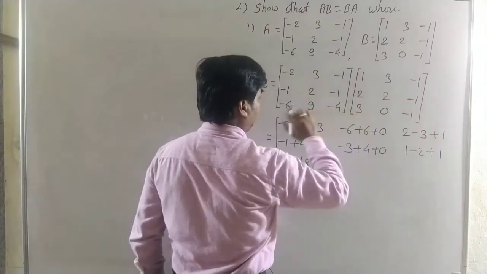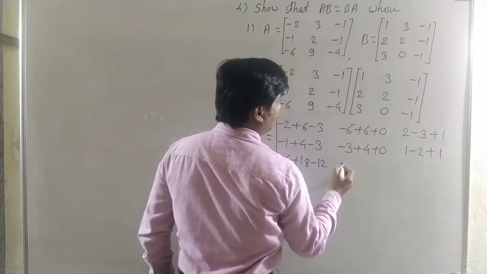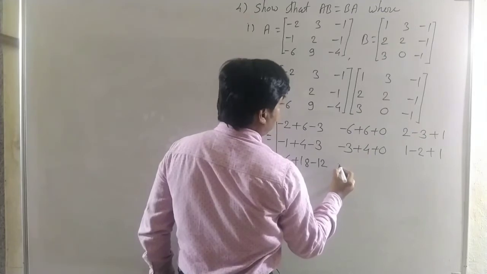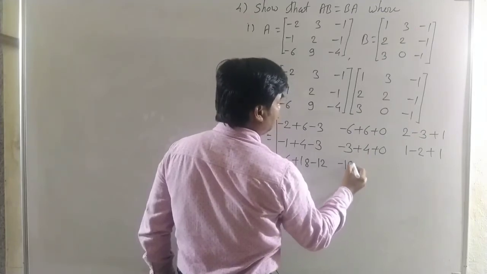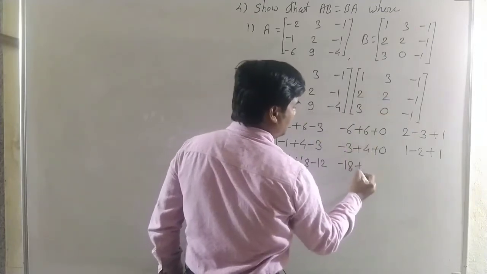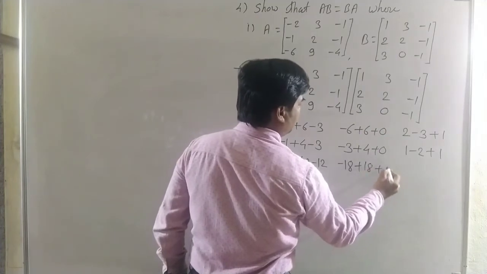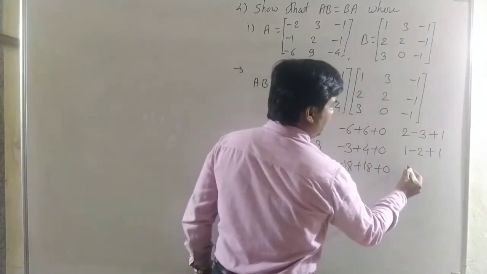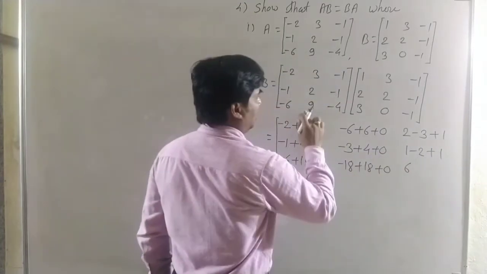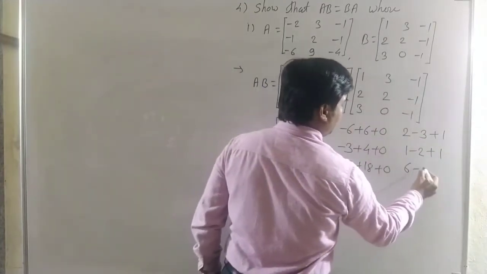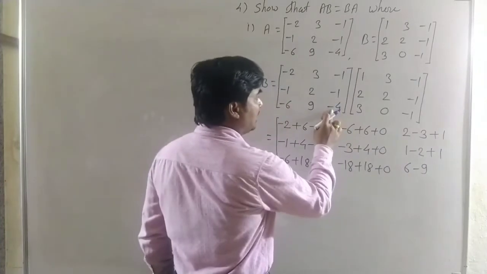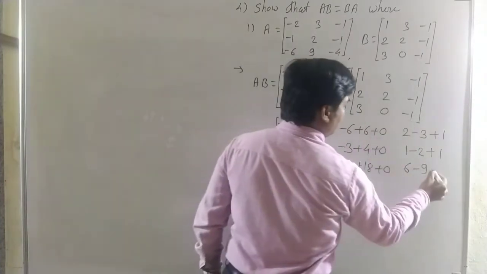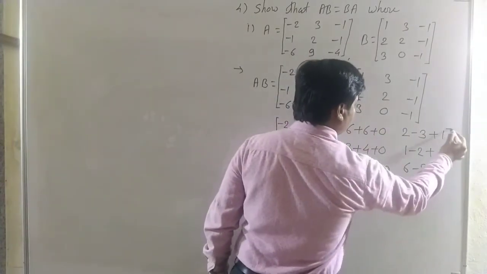Third row second column: minus 6 into 3, it is minus 18. 9 into 2, it is plus 18. It is plus 0, minus 4 into 0. Now third row, third column: minus 6 into minus 1, it is 6. 9 into minus 1, it is minus 9. And minus 4 into minus 1, it is plus 4.